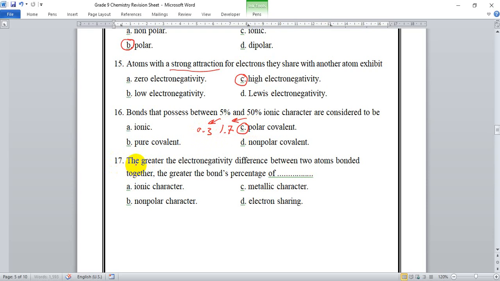The last question. The greater the electronegativity difference between two atoms bonded together, the greater the bond's percentage of ionic character, non-polar character, metallic character, or electron sharing. The greater the difference in electronegativity, the greater the bond's percentage of ionic character.